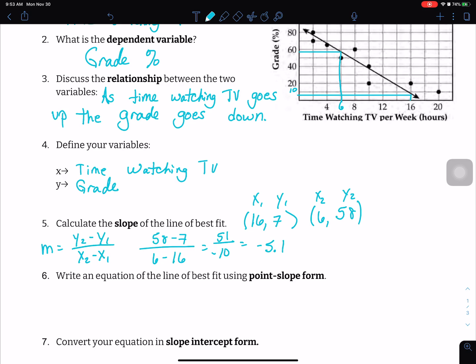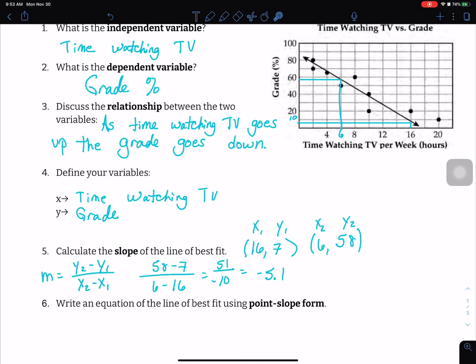I also could look at a couple different points to see, is it actually going down by about 5? Remember, if I go from 6 to 8, that's going down about 2. And if I look, it does look like that is going down by around 10. So twice my initial slope. So that looks pretty good.